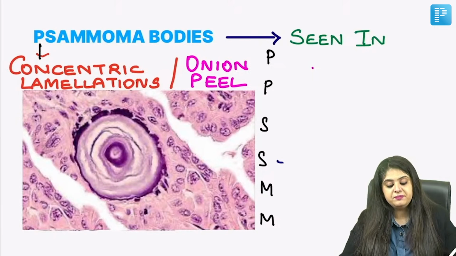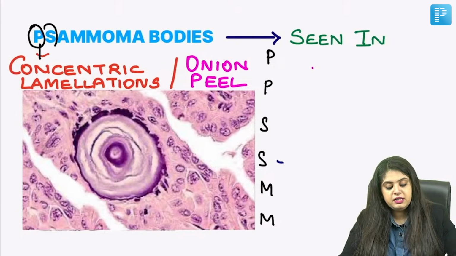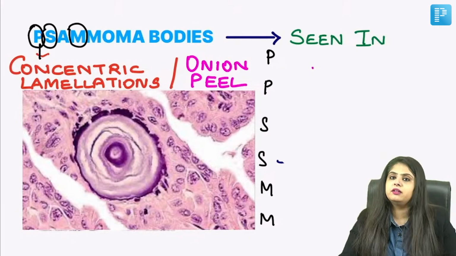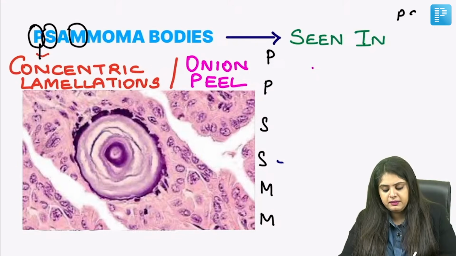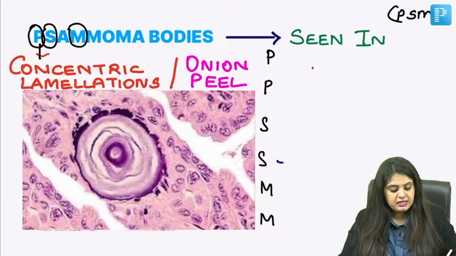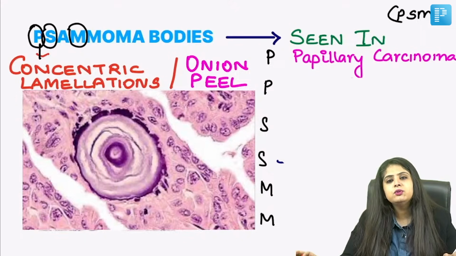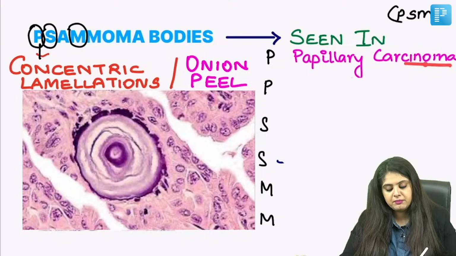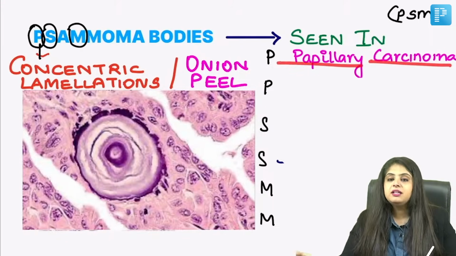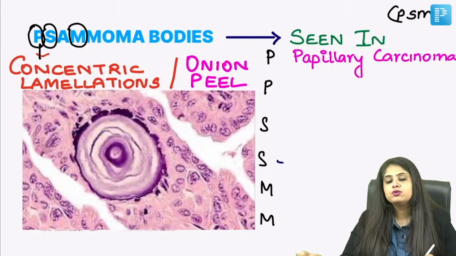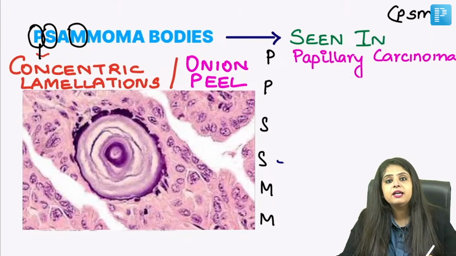Where is it seen? Psammoma body is seen in PSM square. Psammoma ke naam se it is seen in PSM square, means 2P, 2S, 2M. Let's see. Number one, it is seen in papillary carcinoma. Have you heard of any papillary cancer? I know, ma'am, cancer hota, I know that. Papillary cancer, have you heard of any organ? I'm sure you heard of papillary carcinoma thyroid.